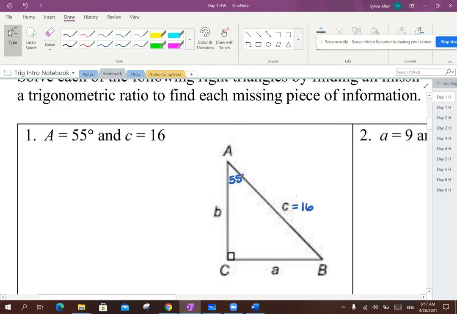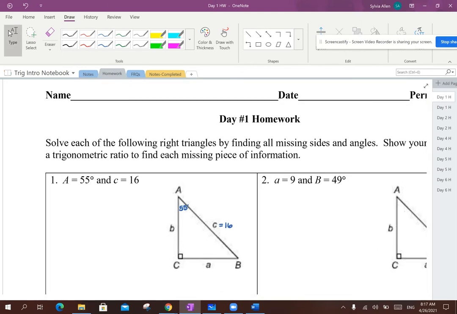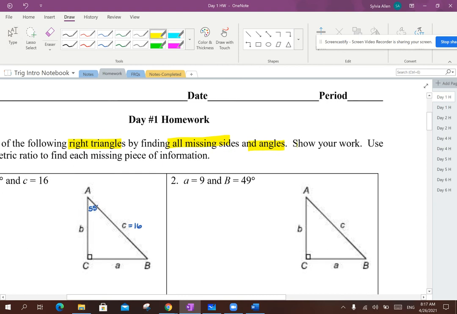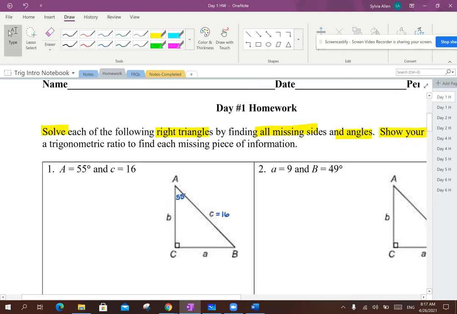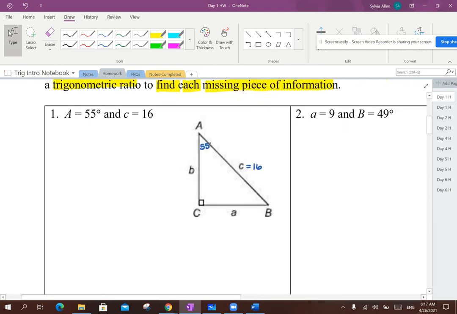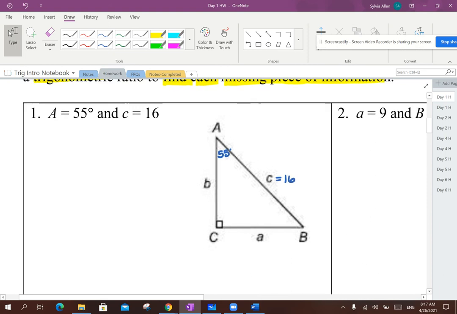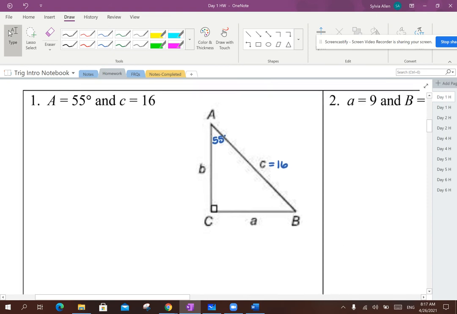All right, so in this video, we are going to go over the homework. We're supposed to be solving each of the right triangles by finding all of the missing sides and angles. We're supposed to be making sure that we show our work and that we use a trig ratio to find each missing piece of information. So even though there could be other techniques, we need to be able to use trig ratios. So let's take a look at number 1 and answer the questions.